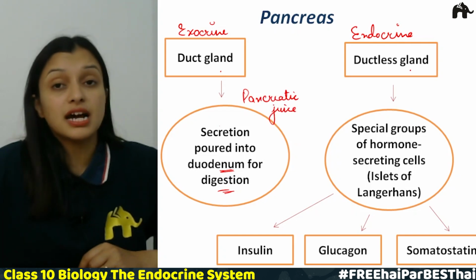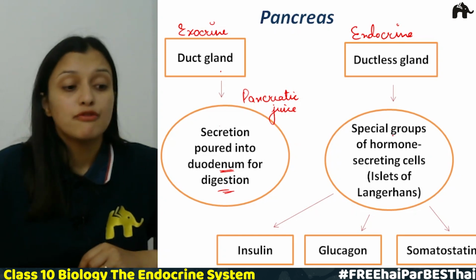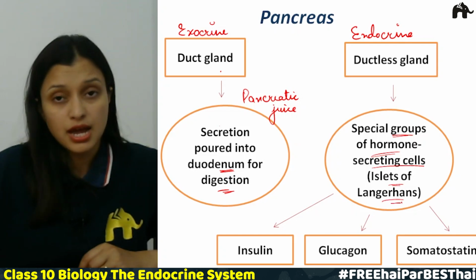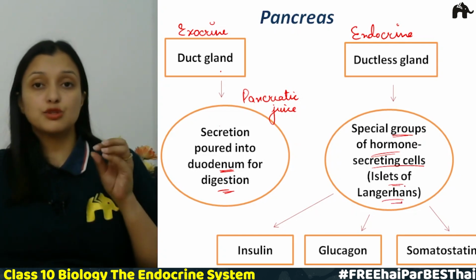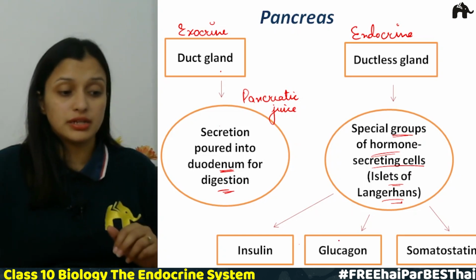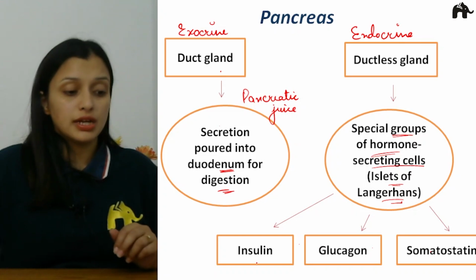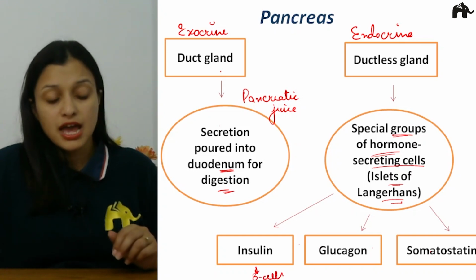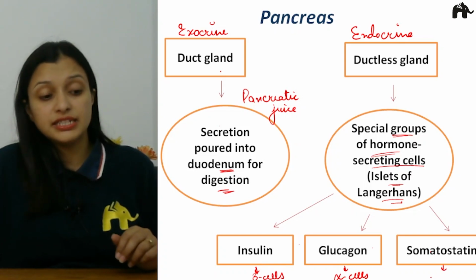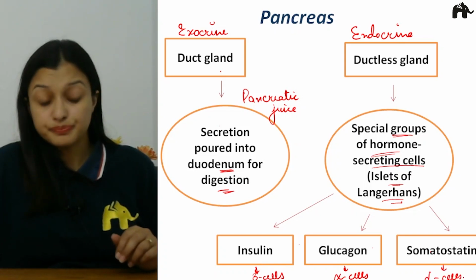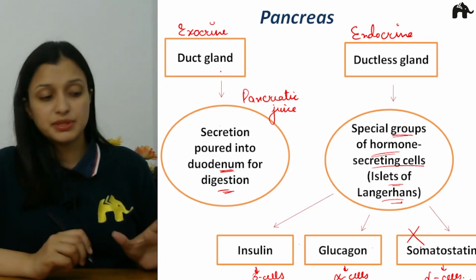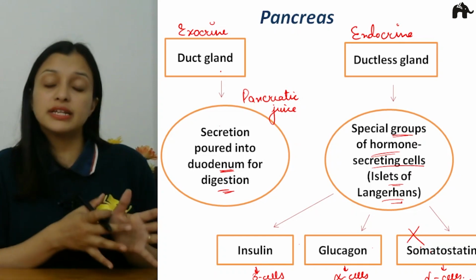The next is the ductless portion. These are the glands which have a special group of hormone secreting cells called islets of Langerhans. These special cells secrete three hormones: insulin, glucagon and somatostatin. Insulin is secreted by beta cells, glucagon is secreted by alpha cells, and somatostatin is secreted by delta cells, right? We will not talk about somatostatin because it is not in our syllabus. We will just focus on insulin and glucagon.